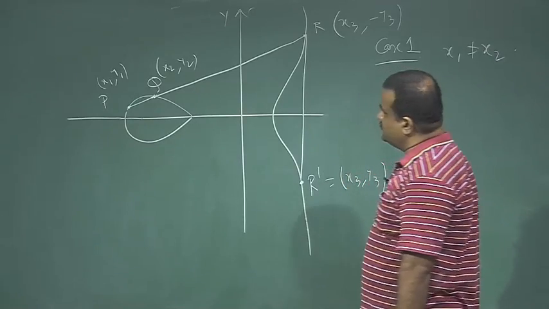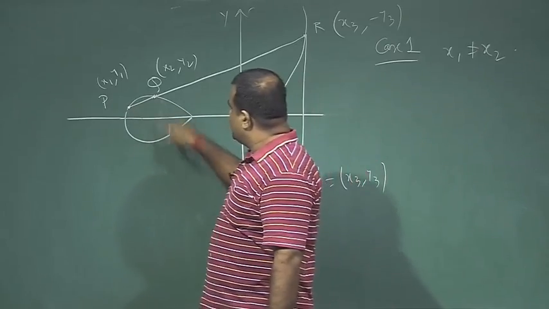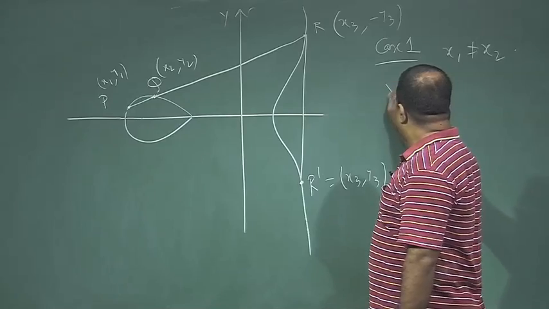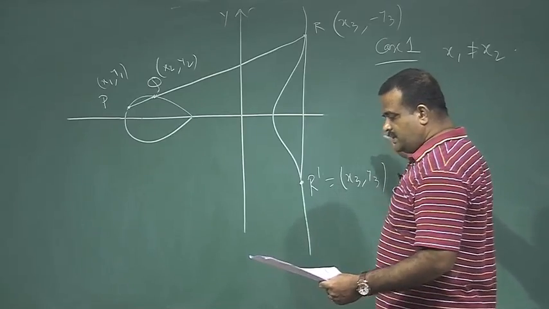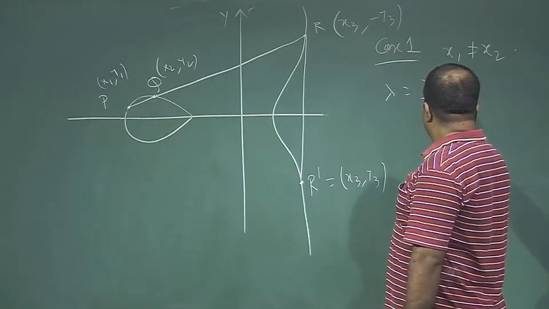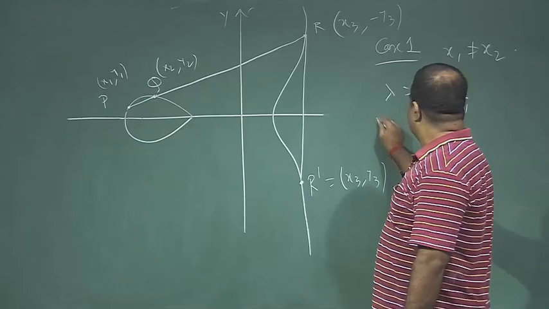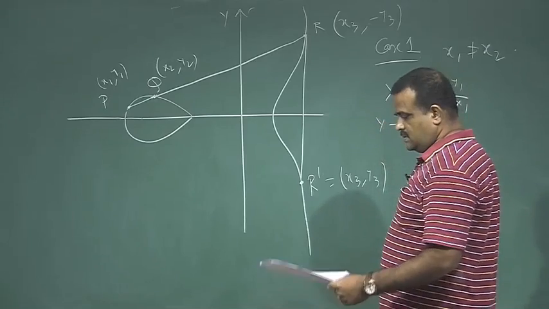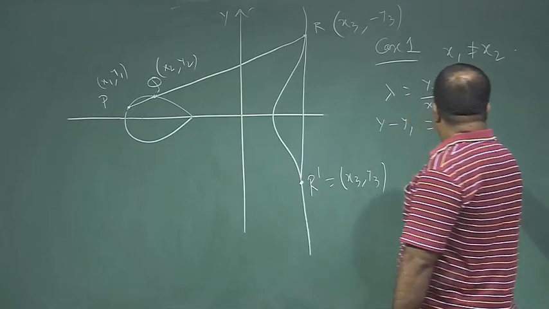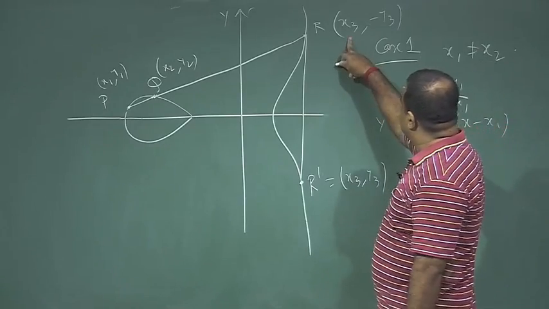Then how do we calculate x3 y3? We can take this line, and the slope of that line is basically lambda is equal to y2 minus y1 by x2 minus x1. This is the slope of the line, and the equation of this line is y minus y1 is equal to lambda into x minus x1, and this line is passing through this point.